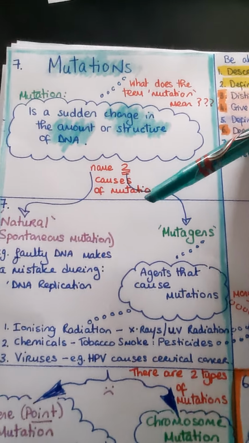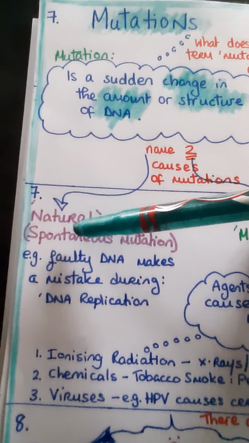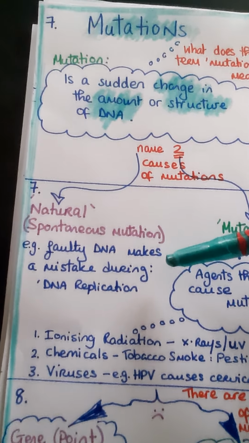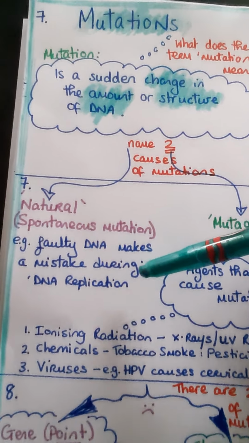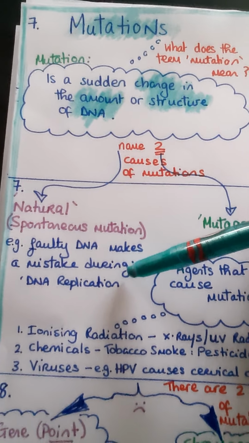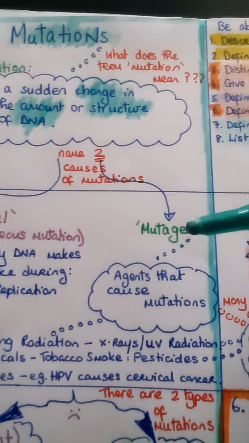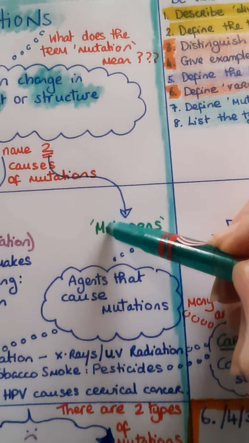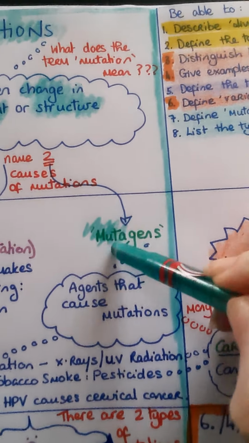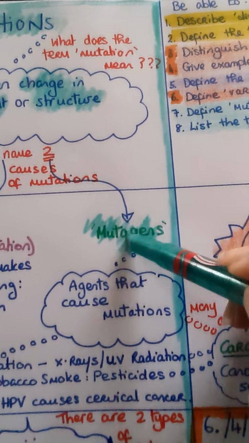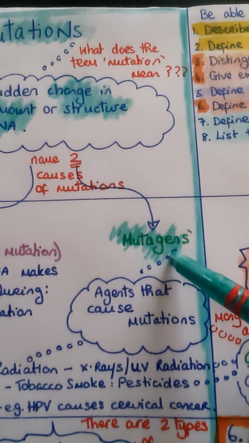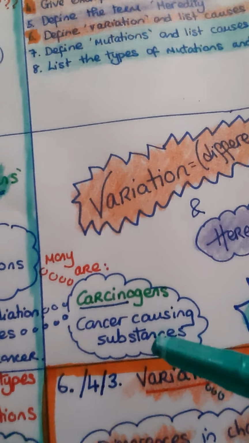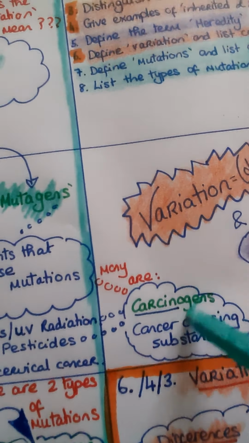We have two main causes of mutations. Sometimes it can be just natural. So the DNA of any cell can change, just making a mistake itself. It could be faulty DNA. It could happen during DNA replication, where the new DNA made isn't the same. Or sometimes it can be caused by outside agents, and we call those agents mutagens. So a new word for us again. You can almost see the word agent inside that. So a mutagen is an agent that causes mutations. Sometimes those agents can also cause cancer, so we call them carcinogens.